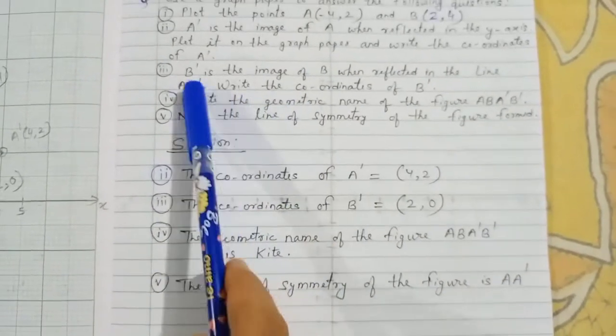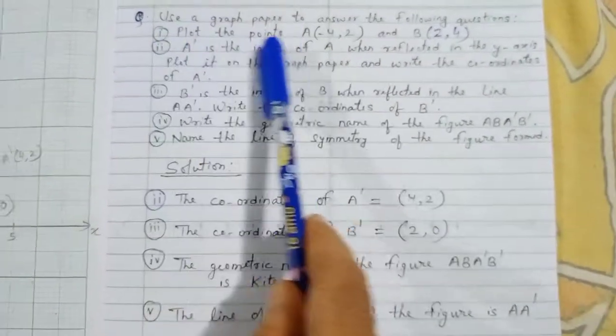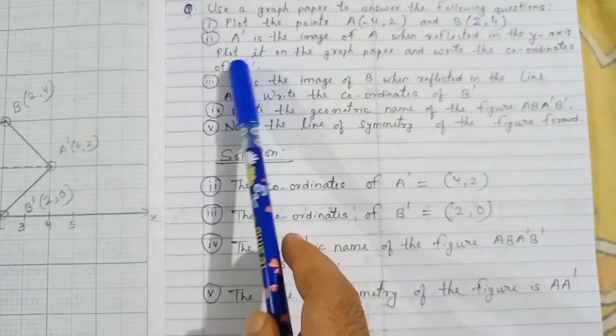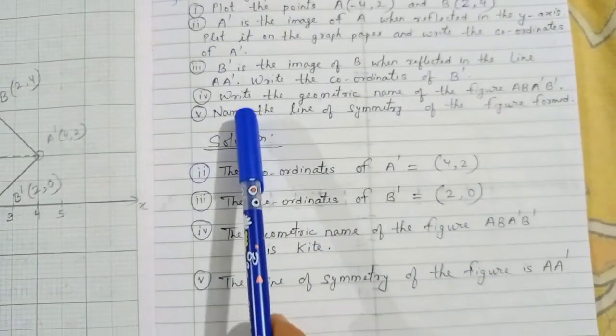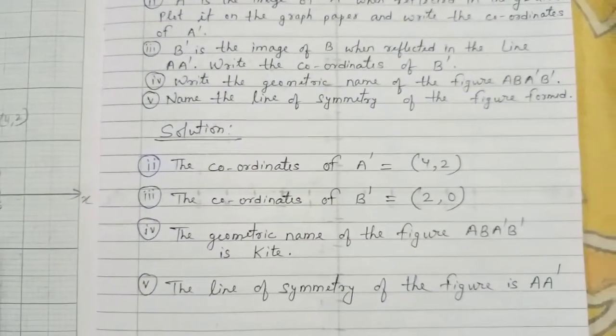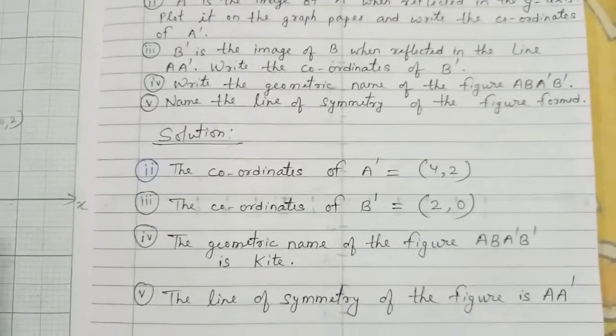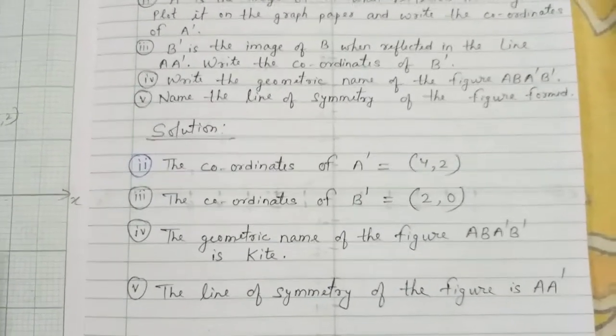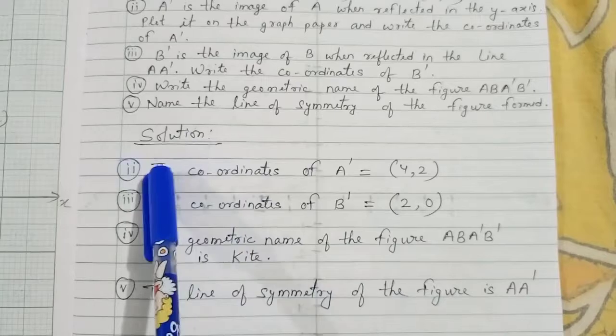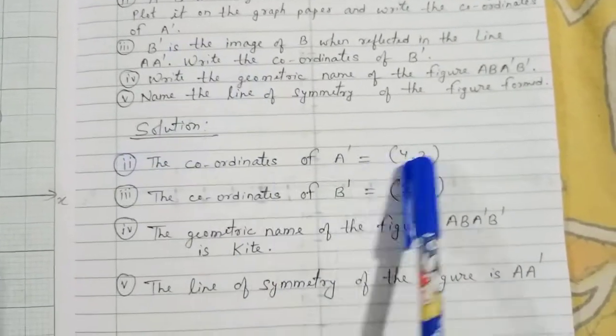So that way, where it was requested to plot, I plotted. Where it was requested to do the reflection, I reflected. Then it was requested to name the geometrical figure, then I joined the lines. Line of symmetry was asked, I named it, and the coordinates which were asked, I wrote here.